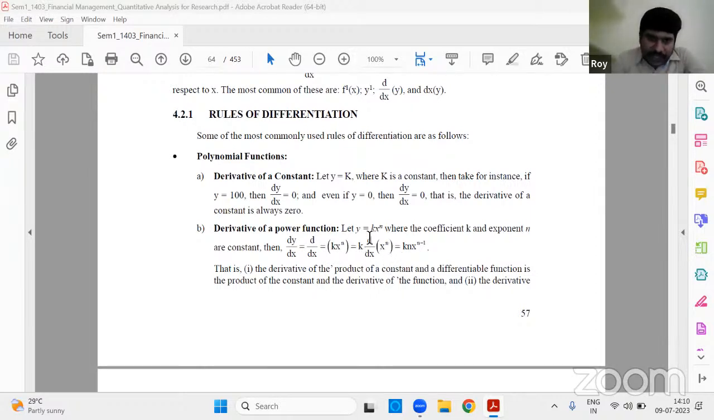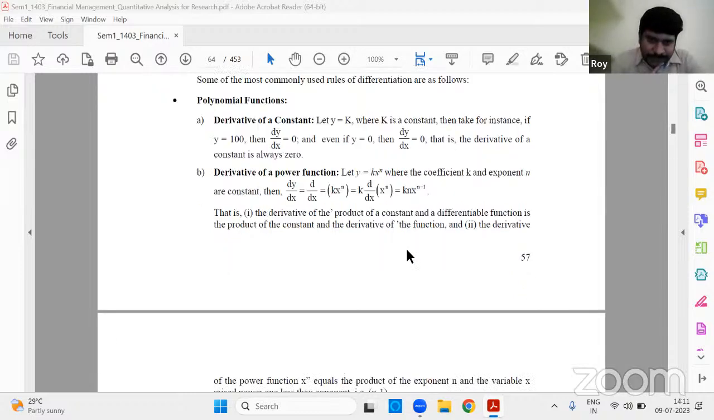That is equal to K into d by dx x power N. Actually, the derivative of x power N is N into x power N minus 1. It's a bit confusing and tough, but you need to learn this by heart. What is the derivative of x power N? K is a constant, so it will become like that. The derivative of x power N is N into x power N minus 1. You need to learn these things by heart.